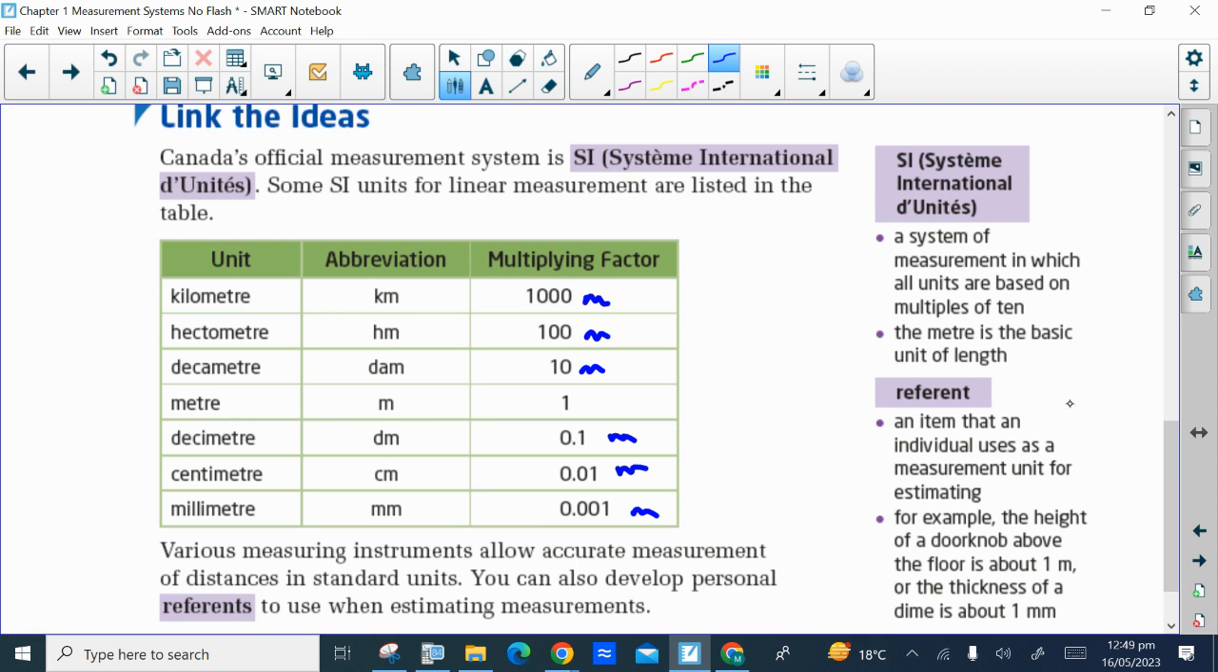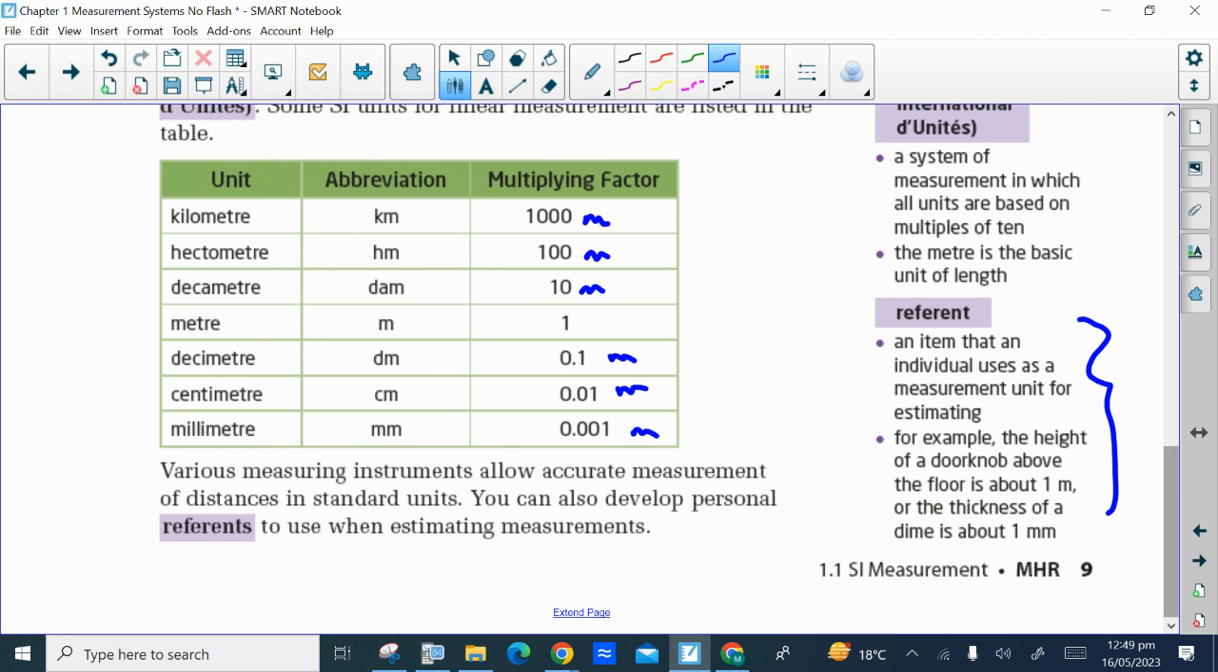But before we talk about that, we'll mention this referent again. It's an item that an individual uses as a measurement unit for estimating. For example, if the height of a doorknob above the floor is about 1 meter, you could compare something to the height of a doorknob to estimate what its height is. Or the thickness of a dime, thickness, not width like we talked about above, is about 1 millimeter. So you could use that to estimate how thick something else is.